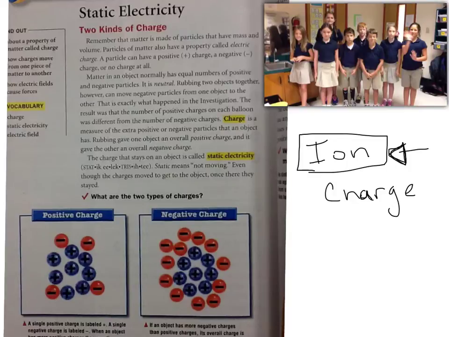So we now know that atoms can have three charges. It could have a positive charge. We use a plus sign to show that. A negative charge, we use a minus sign to show that. And we're going to talk about a neutral charge in a little while.